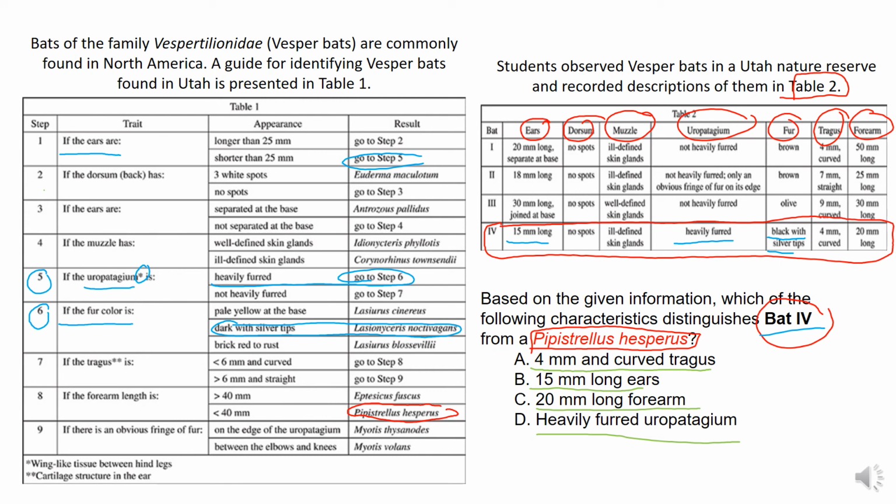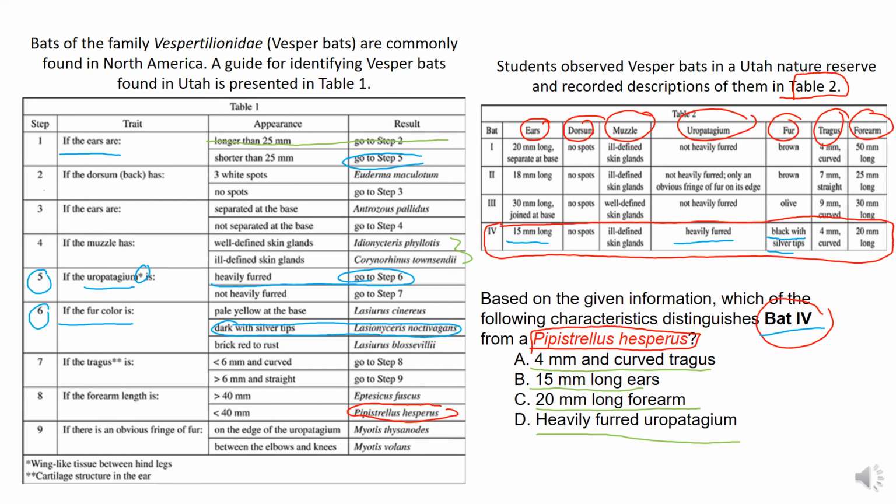If the ears are separated at the base, or not separated at the base, let's go to step 4. Well, before, these two have names. So once we finish here, we can't go any farther. That allows me to know that it's not longer than 25.